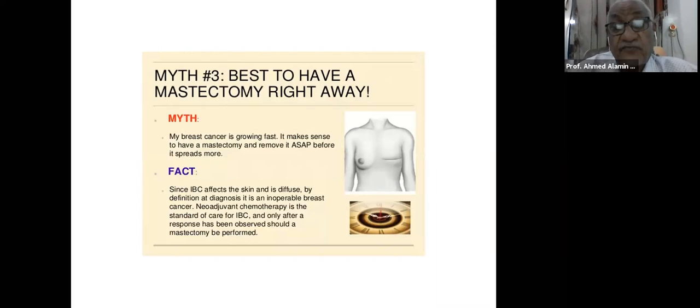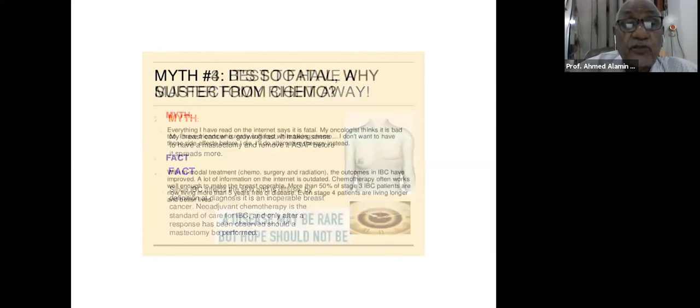If you see a case of inflammatory breast cancer, you find the edema extending even to the other breast and to the upper abdomen. If you want to do mastectomy without chemotherapy, that means you have to remove all this skin, and definitely you are not going to close it again. So neoadjuvant is a must.